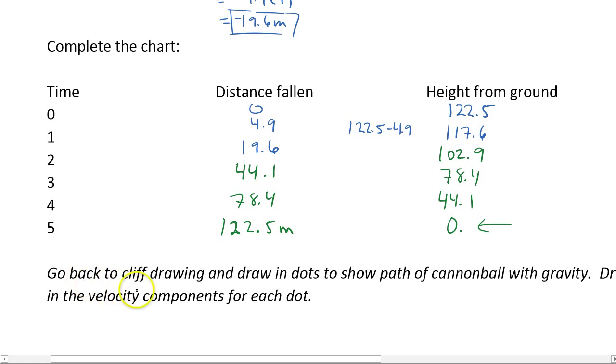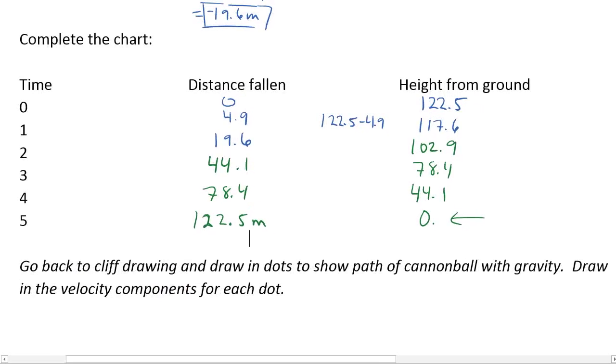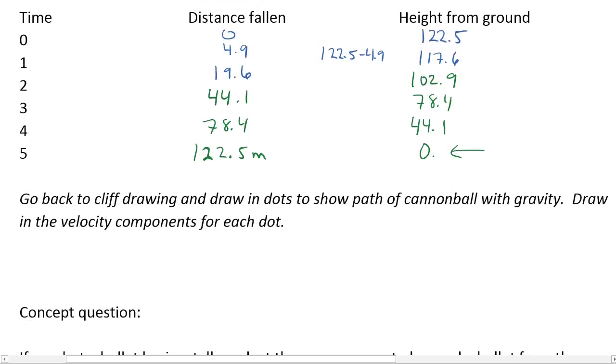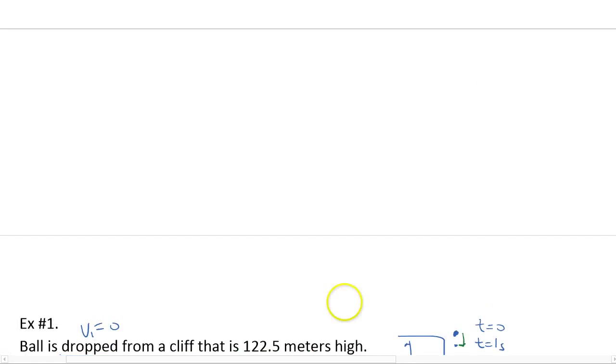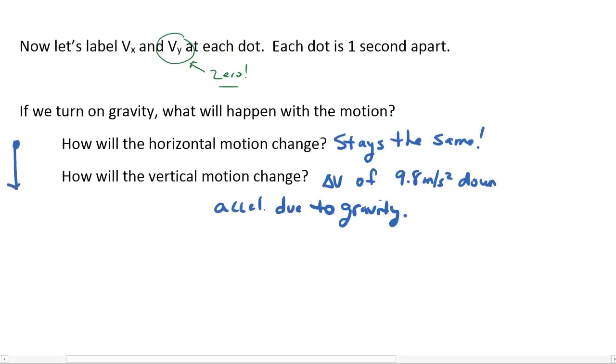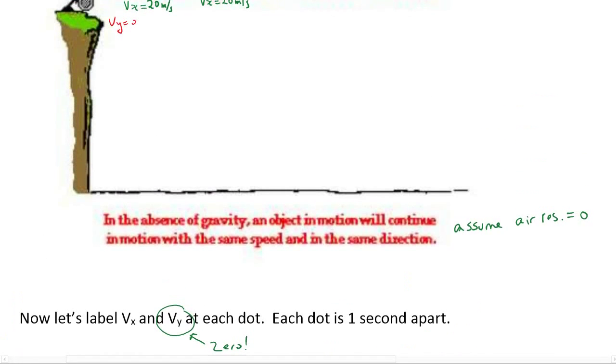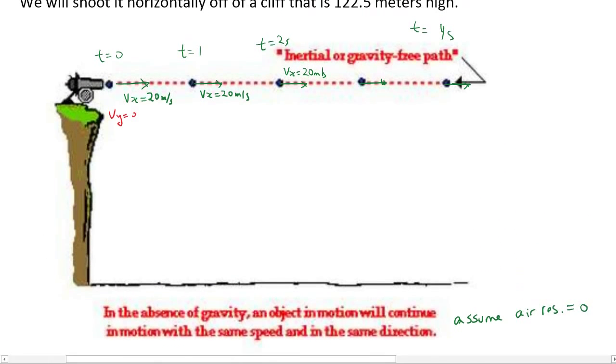So it says go back to the cliff drawing and draw in dots to show the path of the cannonball with gravity. Draw in the velocity components for each dot. Okay, so let's go check it out. So we're going to go back to this one here, and remember at the time we said that Vy is equal to 0, but now we're going to say no, take 2. We're going to do this with some gravity involved.